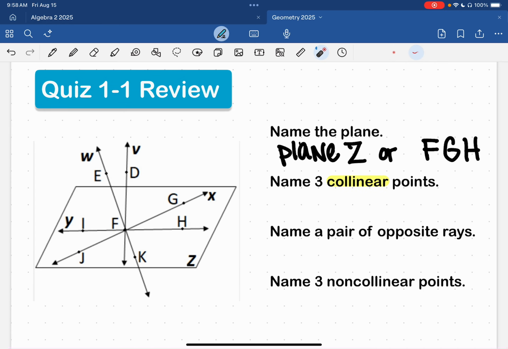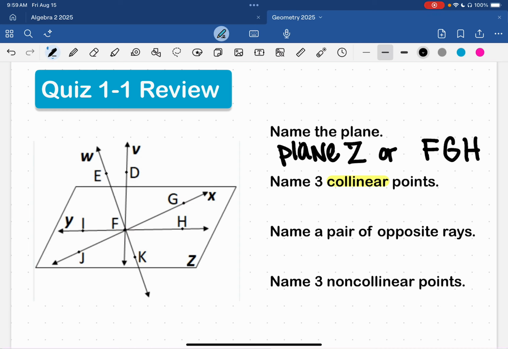Well, there are 4 lines in here. There's this one, but it only has 2 points. There's this one, it has 3 points, so I could use those, E, F, and K. There's this one, it has 3 points, I, F, and H. And there's this one, G, F, and J.